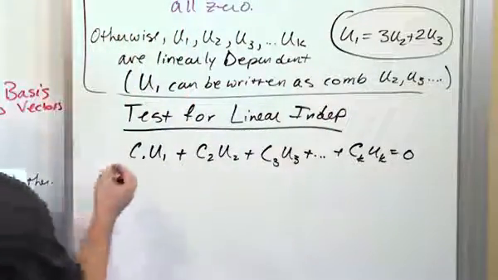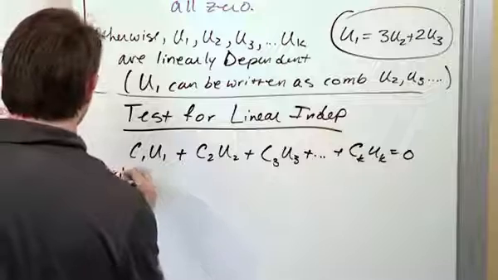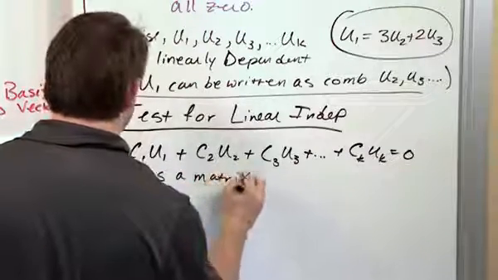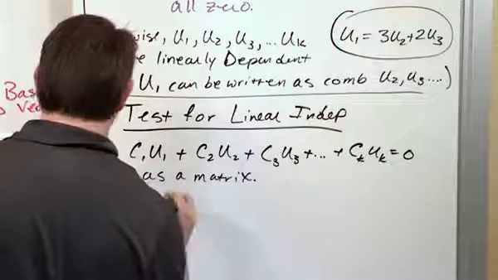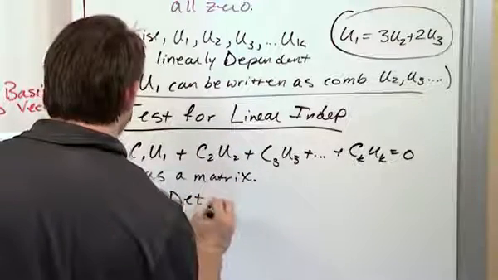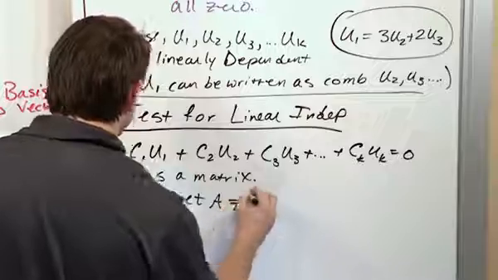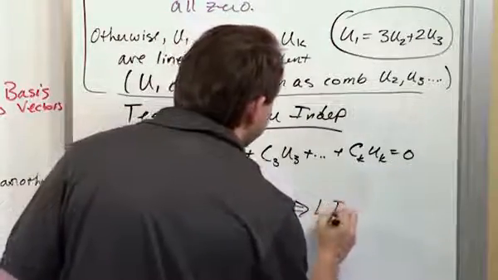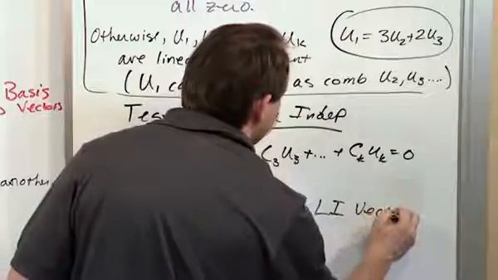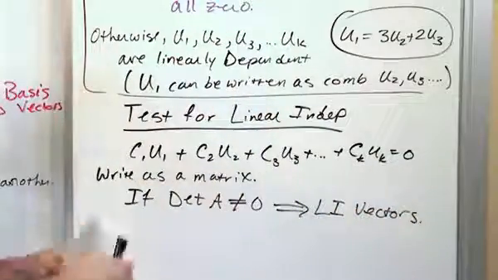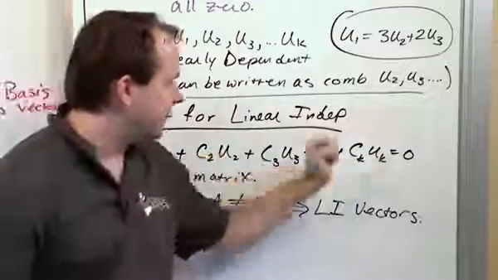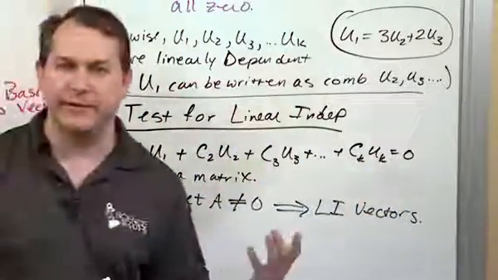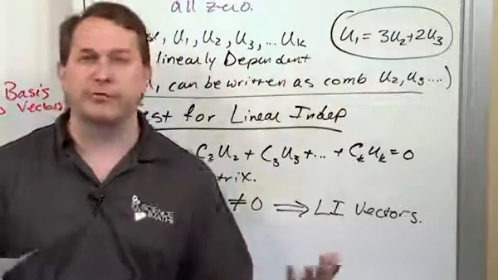So what you do is you take this and you write it as a matrix. Then, here's the important part. If the determinant of your matrix that you end up with is not 0, then you have linearly independent vectors. And let me walk you through that for a second. This is the test for linear independence. You can always have the case when all of the C's are 0 to satisfy that. What we want to know is, is there a non-trivial case?